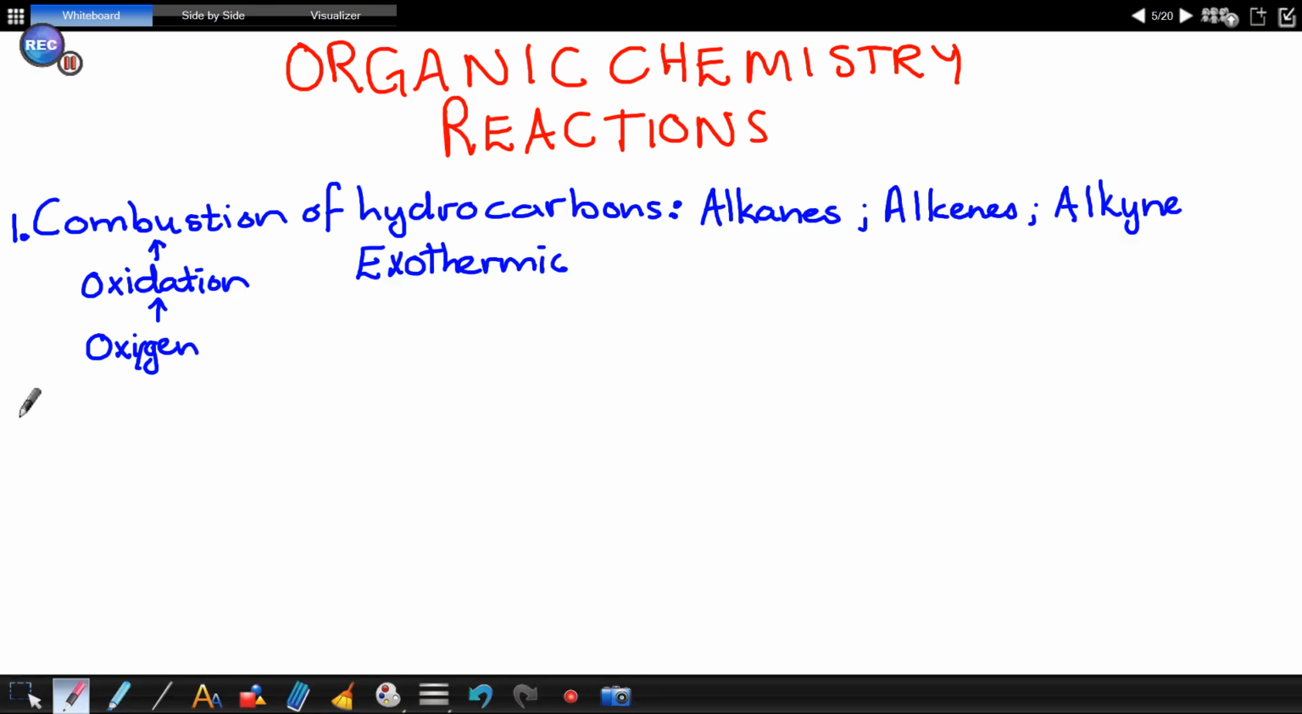Then, if we have unsaturated molecules, the unsaturated molecules can undergo addition reactions. So addition reactions is the second type.